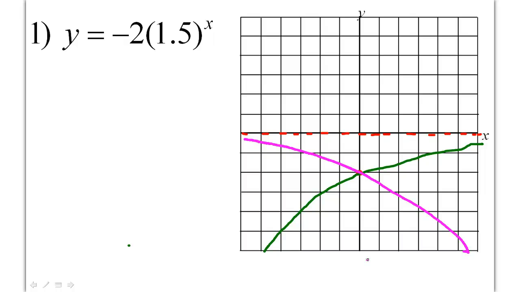Why? The b value is greater than 1. When the b value is greater than 1, we're going to be getting further and further away from the asymptote. It would be the green one if this were just 0.5, say, something less than 1. So it's definitely going to be the pink one, so I'm just going to erase the other one. Okay? So your graph should look something like that.